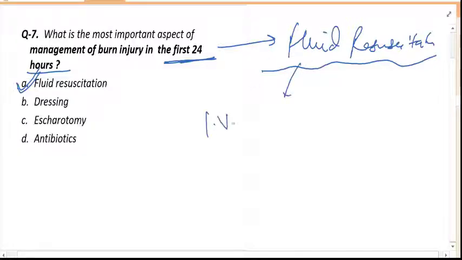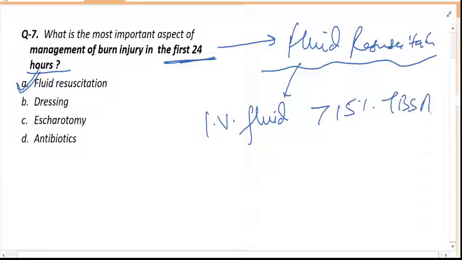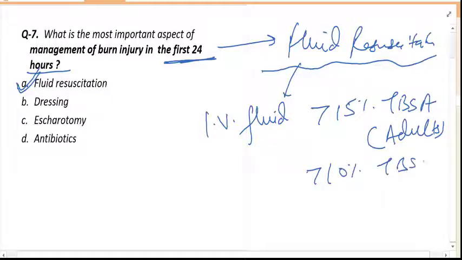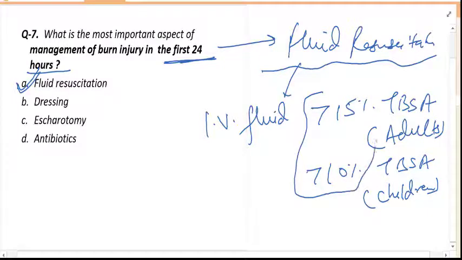So IV fluid is required if there is more than 15% total body surface area burn in adults and more than 10% total body surface area burn in children. If the burn is less than this, then you can provide first aid, you can discharge the patient, and ask the patient to take plenty of fluids. So there is no need of admission basically. But if the burn is more than this, then the patient needs admission and intravenous fluid therapy.